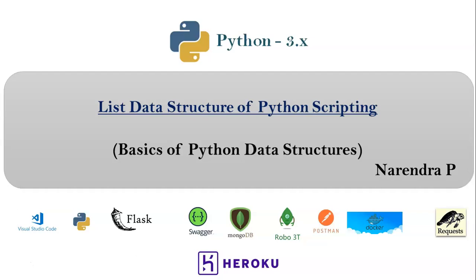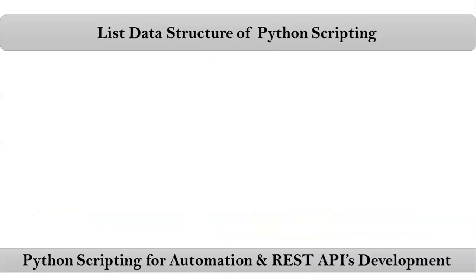Friends, here I will be talking about the list data structure of Python scripting. First thing, list is one of the data structures and it is used to store multiple values into a variable. Basically, a variable is used to store a value, but if you use the list data structure to create a variable, then we can store multiple values into a variable.